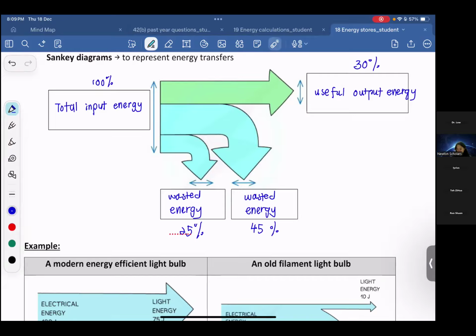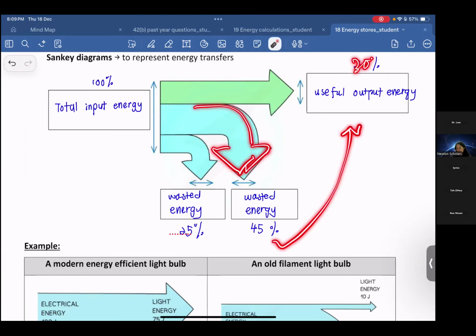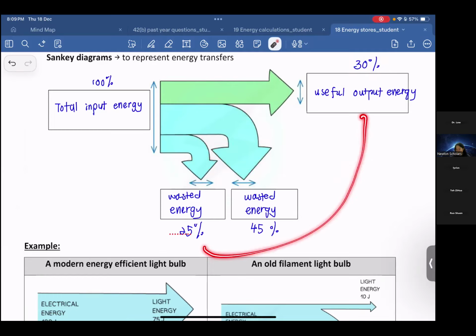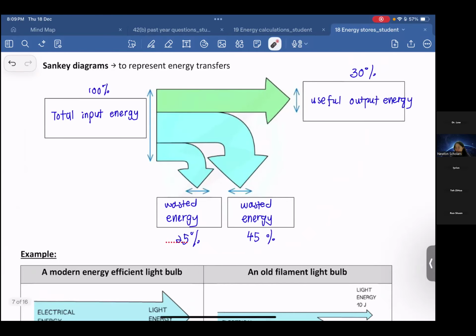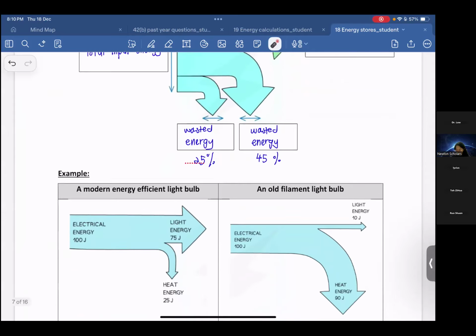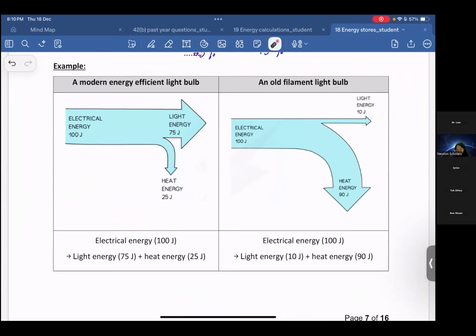Why I changed it a little bit is because this part seems wider. So I changed it to make it bigger than 30%. This one is narrower than this. So at the end 25 is less than 30%. Like this the proportion makes more sense. So the Sankey diagram helps us represent how the energy transfers from the input to another three forms. Most of the time, the wasted energy will be thermal and sound energy.